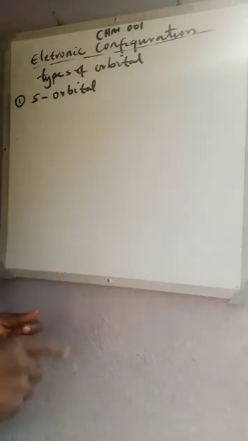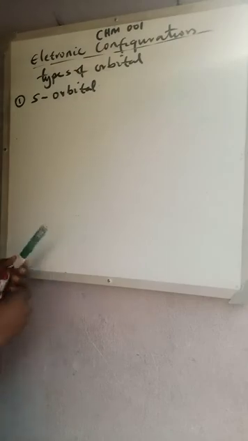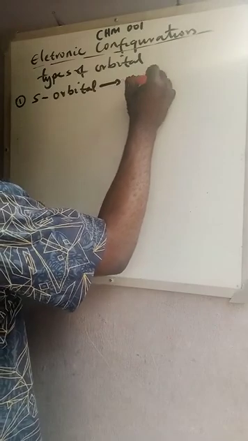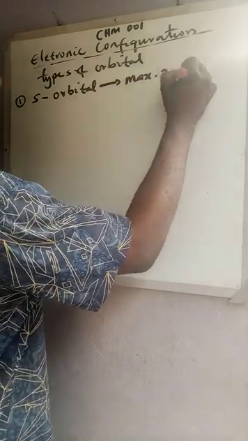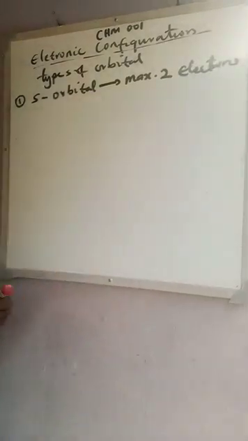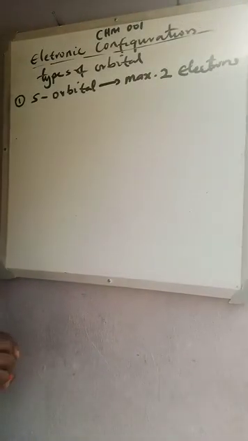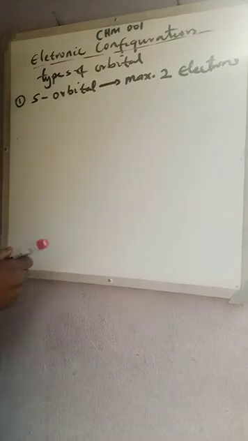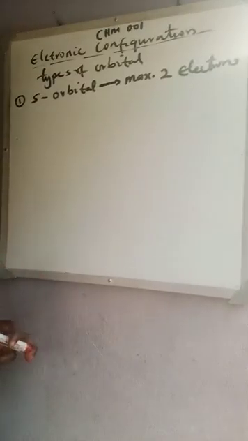It has only one atomic orbital and contains a maximum of two electrons. That means the s orbital takes a maximum of two electrons. It can be less than two, but it must not exceed two. The s orbital is the orbital that starts every configuration.